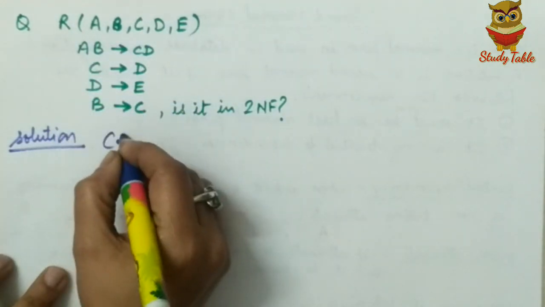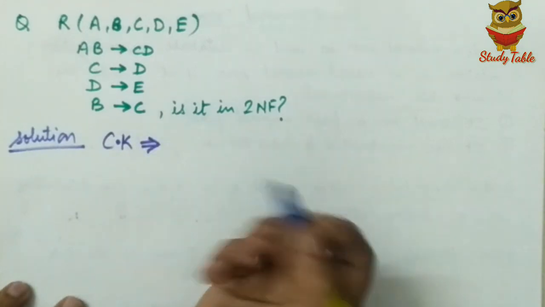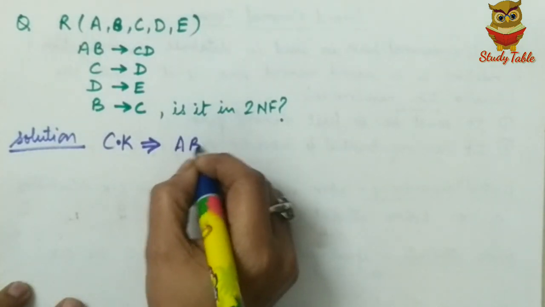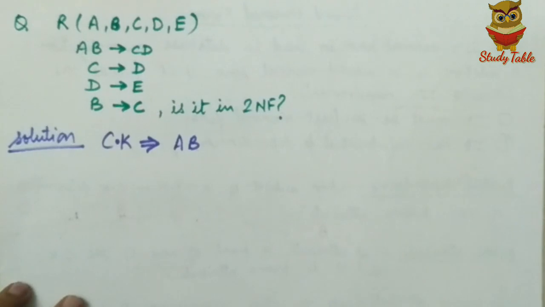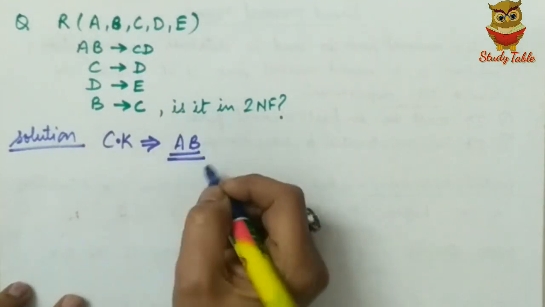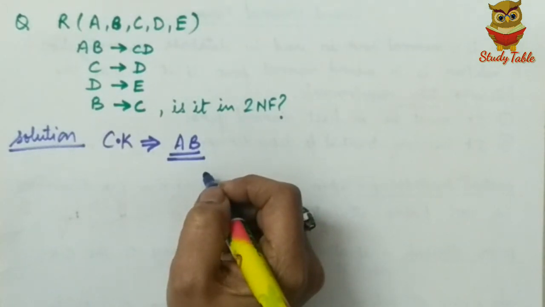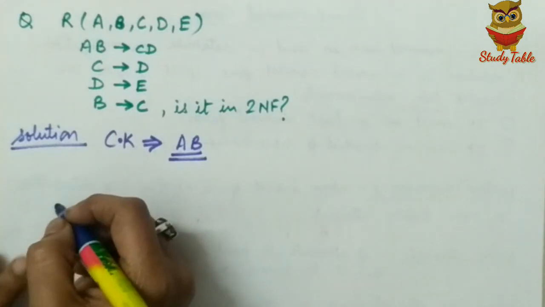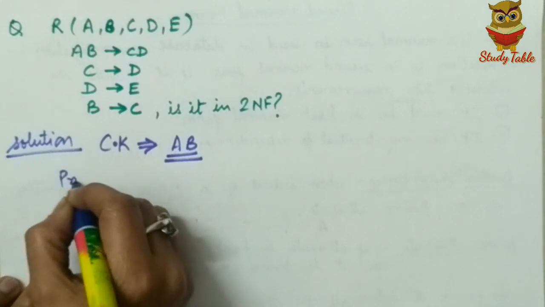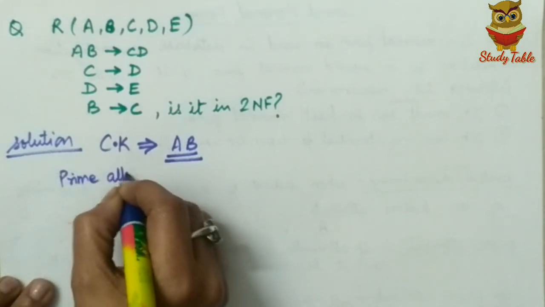So our first step is to find the candidate key. For this relation, the candidate key will be A, B. Now how to find the candidate key? You can watch the videos on finding the candidate keys.